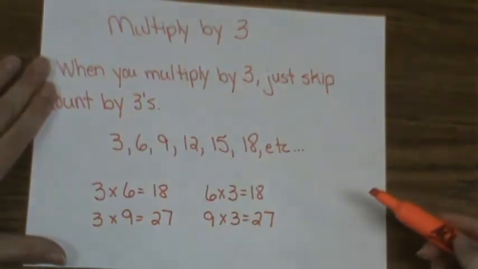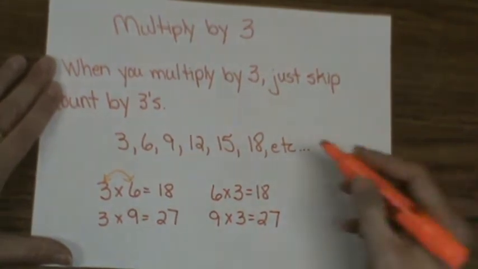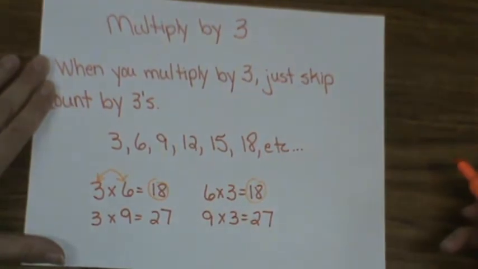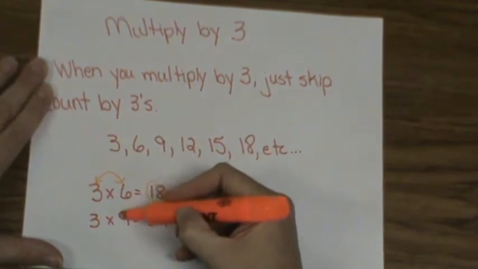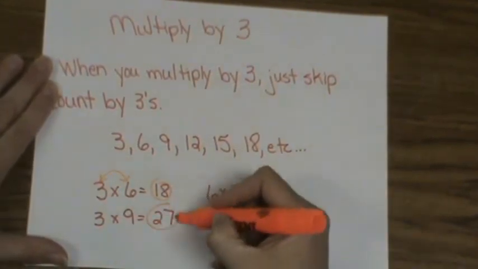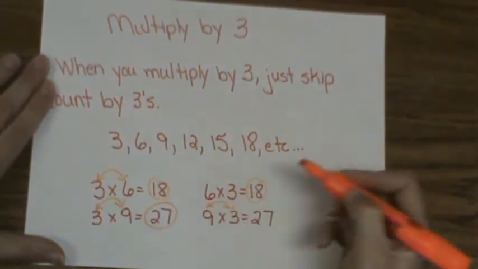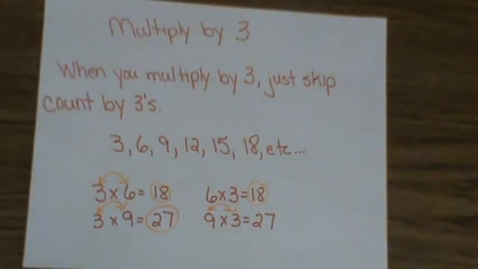And I'll get 18. Commutative property tells me I can switch the order of my factors, and my product is going to be the same. So 6 times 3 equals 18. If I'm going to skip count 3 times 9, I'll skip count 9 times, and I'll get to 27. There's my product. I can switch the order of these factors, and I know that 9 times 3 equals 27. So this may be one you have to work on a little bit to memorize your 3s, but in the beginning, as you're learning them, you can just skip count by 3s.